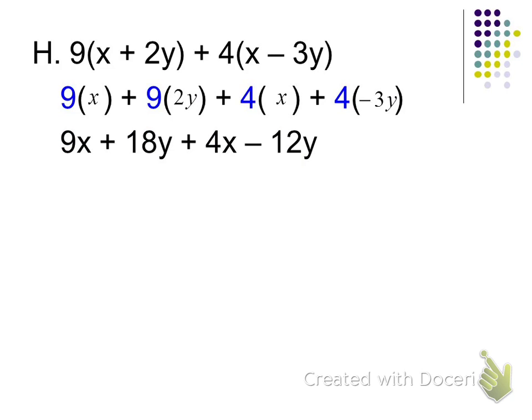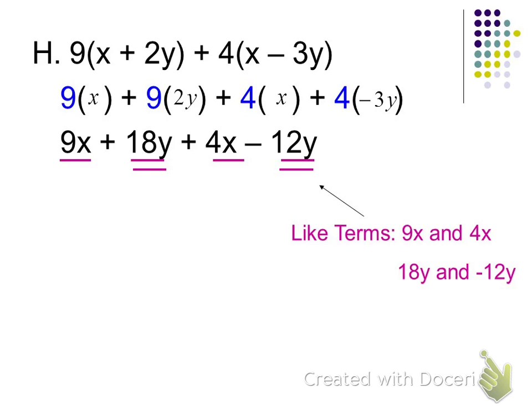So when we clean that up, we're left with 9x plus 18y plus 4x minus 12y. Am I done? No, I have like terms. So what am I going to do? What is it? 9 and 4. Yeah, the 9 and the 4, the x's go together. And the 18y and the 12y? Good. What'd you end up with?